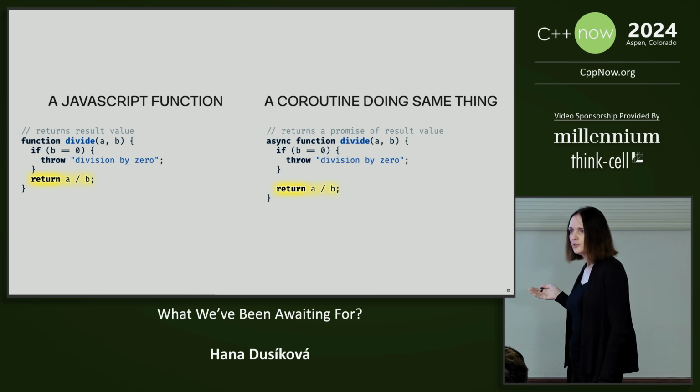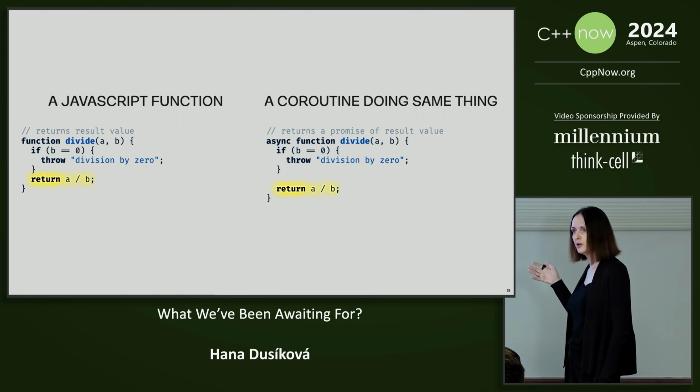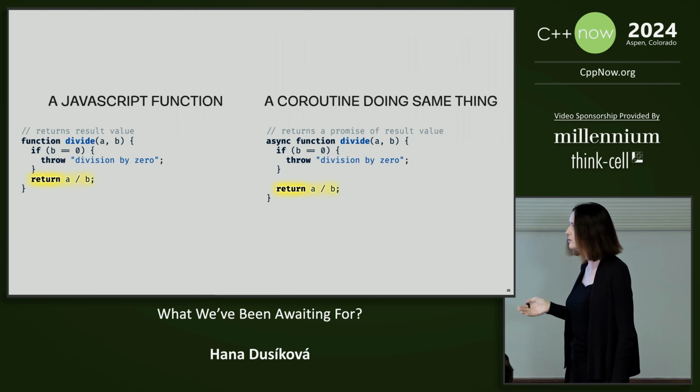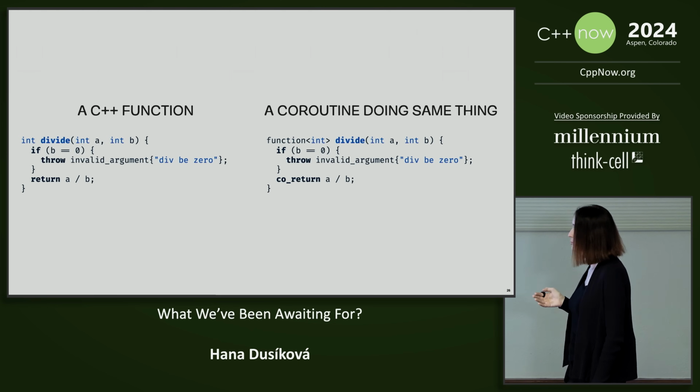Otherwise, I will do the calculation. On the left is a normal function. On the right is an asynchronous function, which returns a promise for the result. But it's similar, it's the same. In C++, it can be the same.